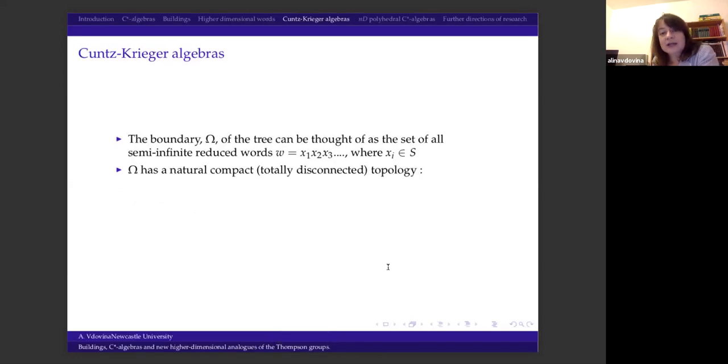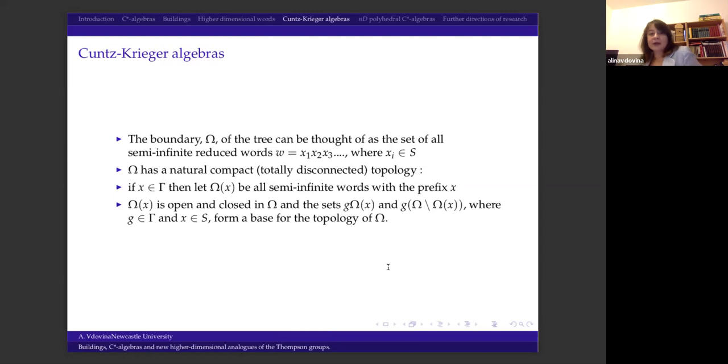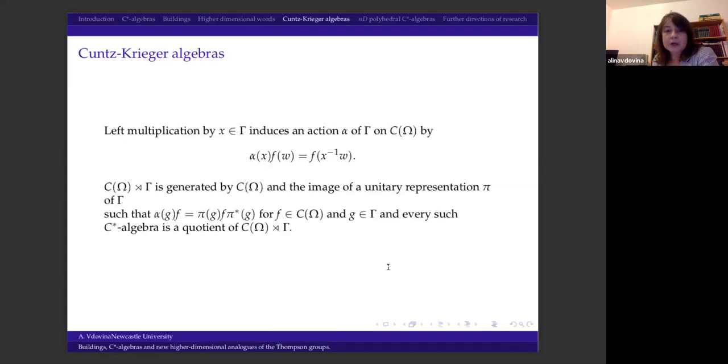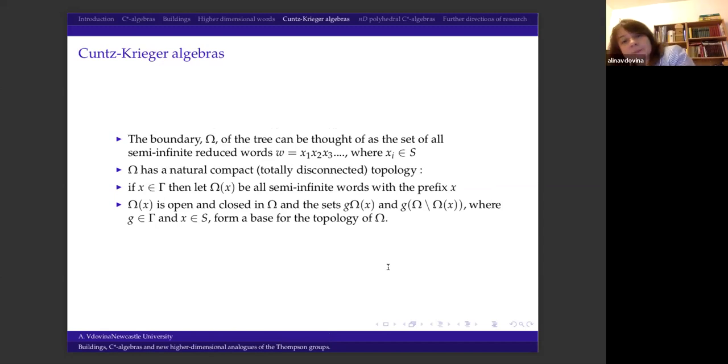And so the boundary has a natural compact totally disconnected topology. Let omega of x be all semi-infinite words with the prefix x, and omega of x is open and closed. And also, you have a natural action of your group on the boundary. I think it's quite a familiar construction. It's what people do in the Thompson groups as well. They look at the boundary of semi-infinite words, but I think it's also quite standard.